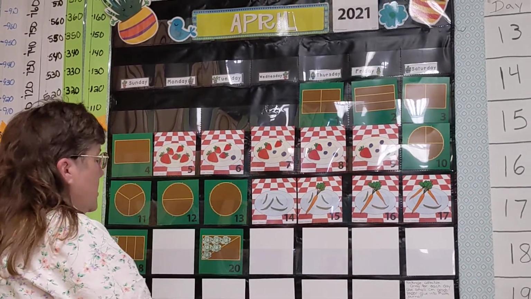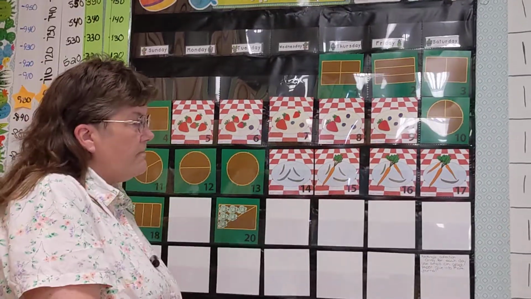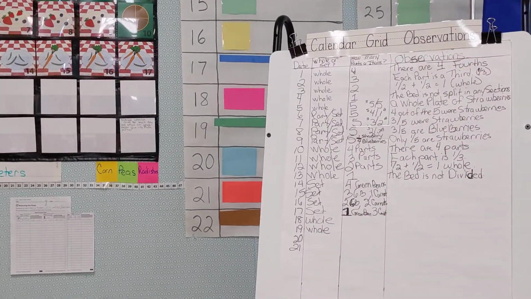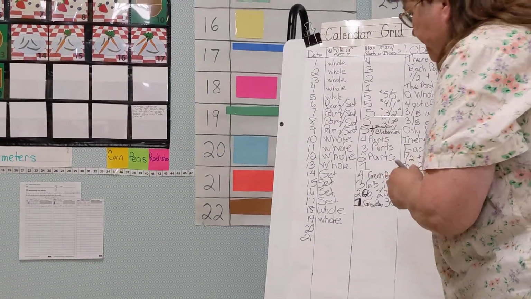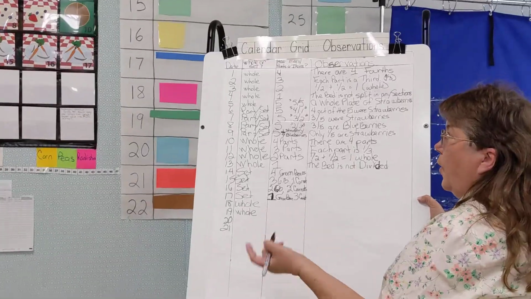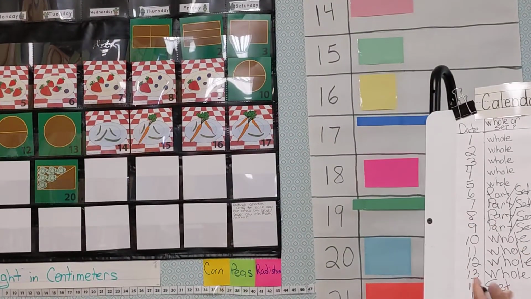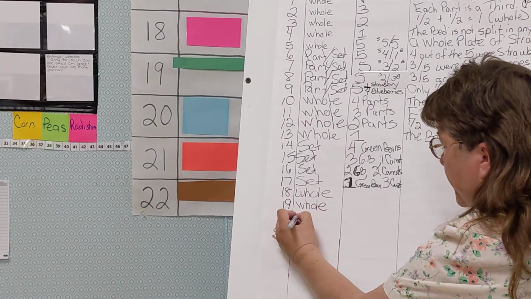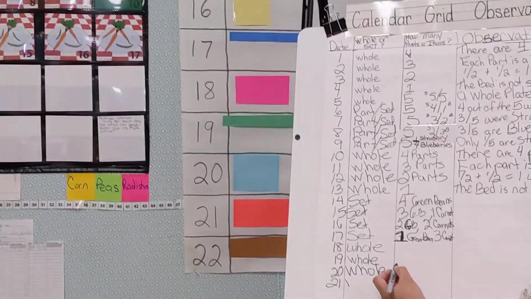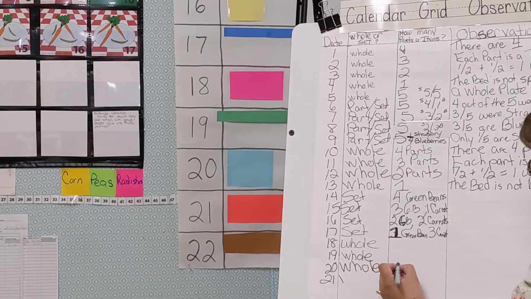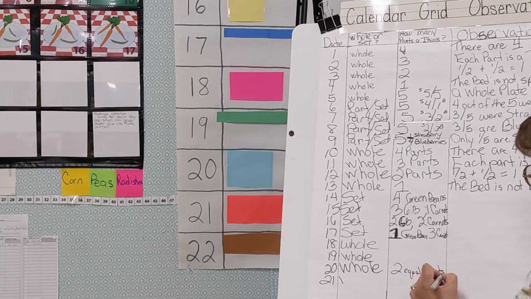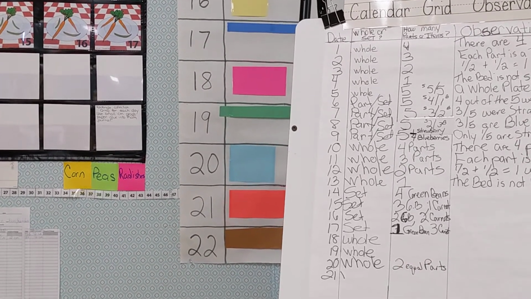Okay, let's move on. Let me go ahead and write the 20th on our chart, and then I'll go back and get our cards. So this is considered a whole because it's a whole flower bed. It's divided into two. So how many parts? There are two equal parts. And that's all we have to do.